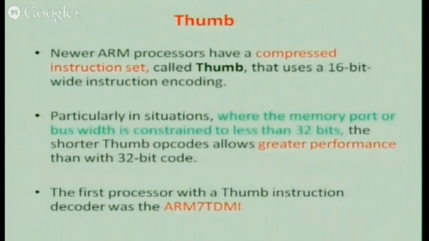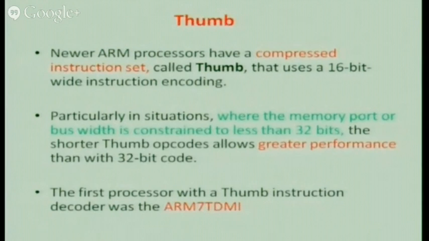So Thumb: new ARM processors have a compressed instruction set called Thumb that uses a 16-bit wide instruction encoding. So besides its own instruction set, which is 32-bit wide, ARM7 uses a Thumb instruction set which is 16-bit wide. And in which situations can we particularly use this type of Thumb instruction set? Where the memory port or the bus width is constrained to less than 32 bits. Then we will go for this type of Thumb instruction set.